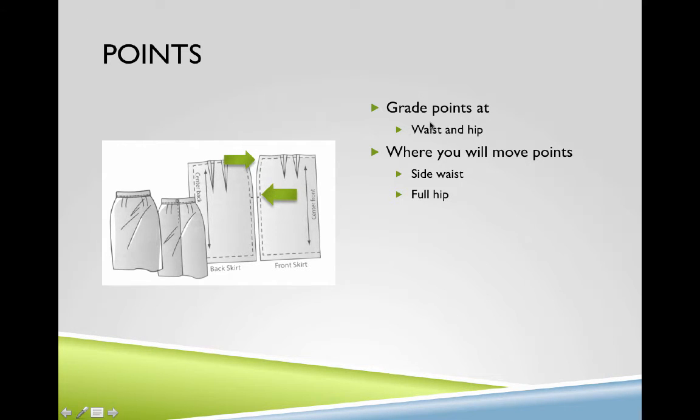So you recall that a grade point is where you have two separate lines. So if I put a grade point at my waist side seam, the side seam is going to be a separate line, not a bendy line, but two separate lines between the two. If I put a grade point at the hip, the line that's above this point will be a separate line than the line below the point. So again, understand grade points.